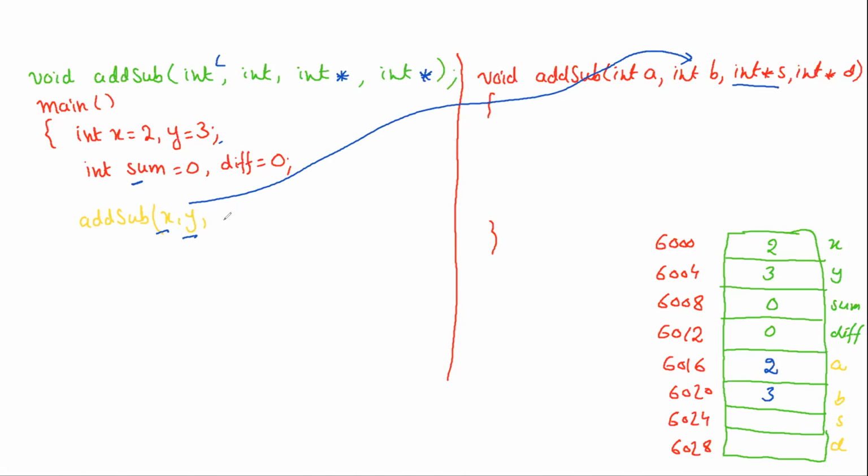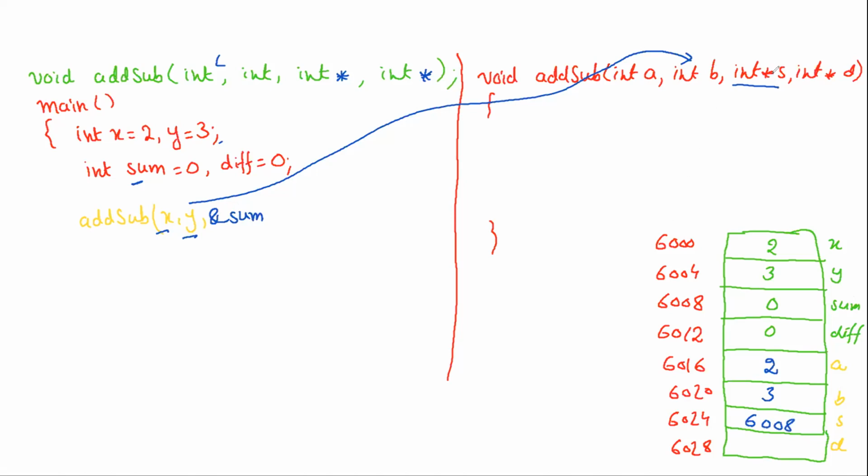So we already know how we get the address of a variable with this operator. When I write this, what is this? Address of sum. What is the address of sum? This is sum. Address of sum is 6008. So this address of sum will be passed to this s, and it makes sense. Why does it make sense? Because s was also expecting an address.